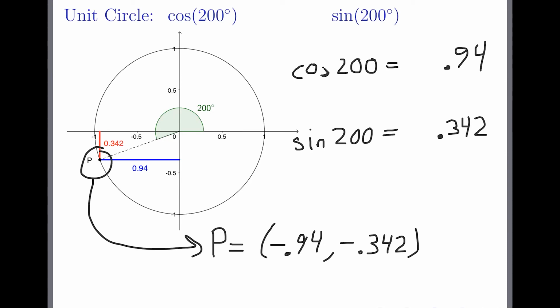And so that tells us that these two values at the top, these cosines and sines, are both negative. In other words, we have a leftward distance and we have a downward distance. Both of those should be thought of as negative. So our cosine of 200 degrees is negative 0.94. Our sine of 200 is negative 0.342.